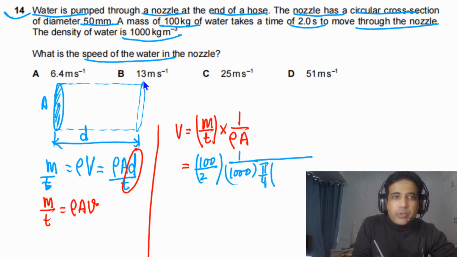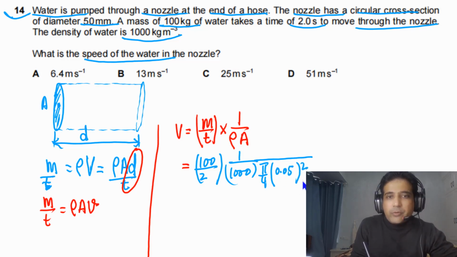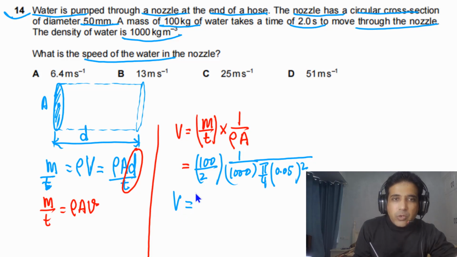Diameter is 0.05, and we need to take the square of this because this is in millimeters. I just converted it into meters. And now we can solve this for V. If we solve this for V, up to 2 SF, our answer will be 25 meters per second. So the answer for this question is C.